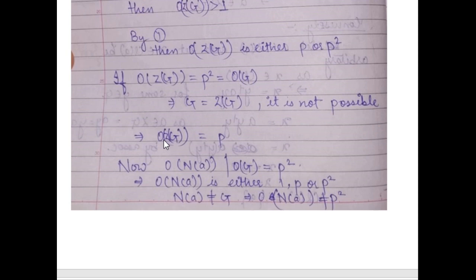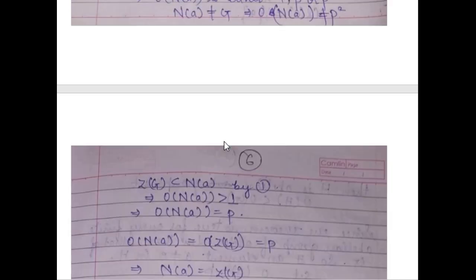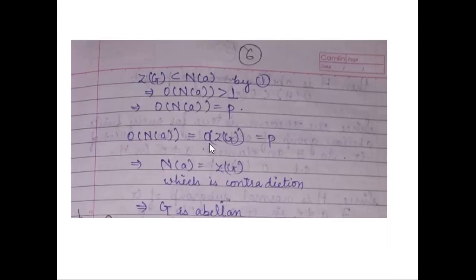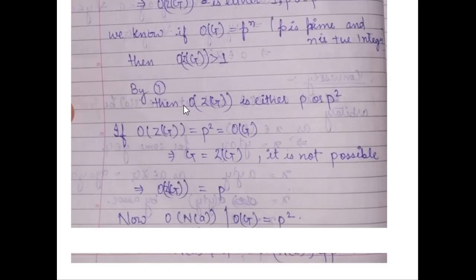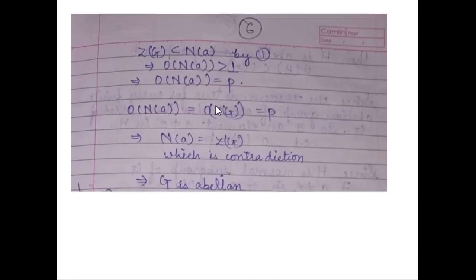So if the order of N(a) is equal to p, but we have already proved that the order of ZG is equal to p. So in this case, we have two subgroups of G where the order is the same. So these two subgroups will also be the same. So N(a) will be equal to ZG, which is a contradiction because we have already assumed that N(a) is a proper superset of ZG. So it is not possible. So we have arrived at a contradiction.